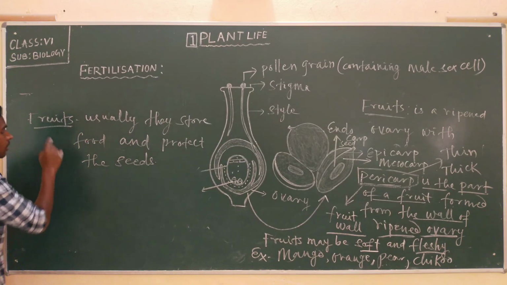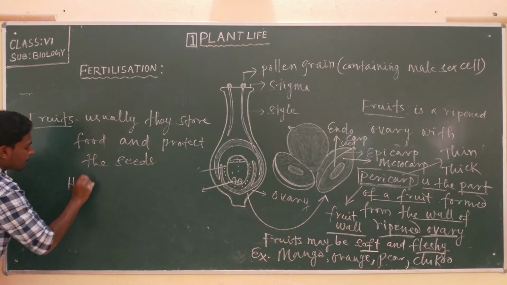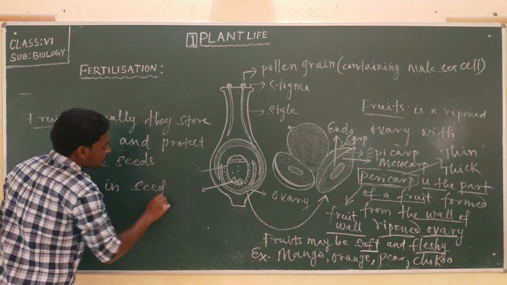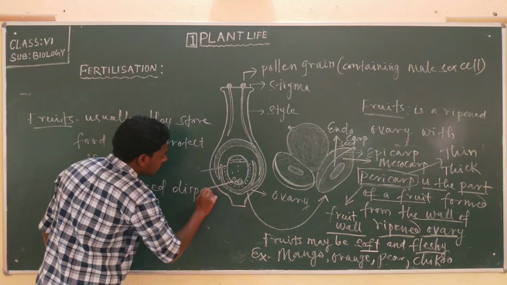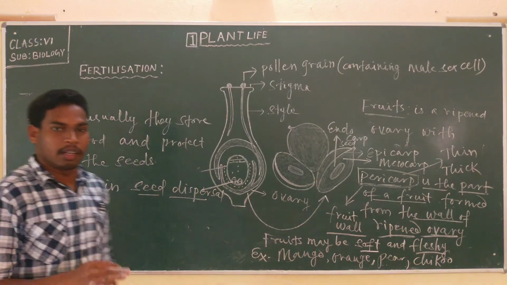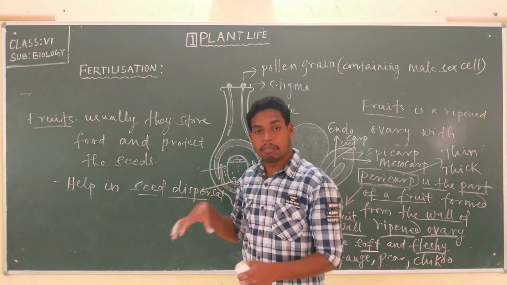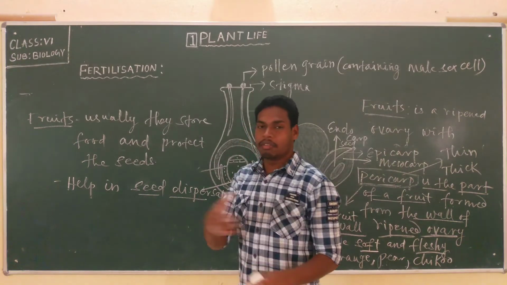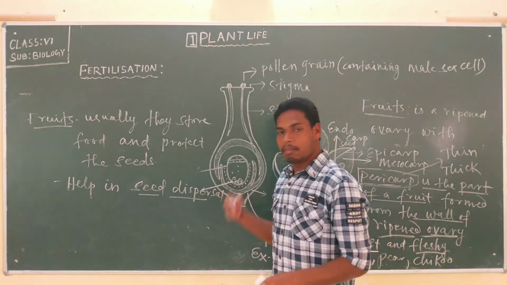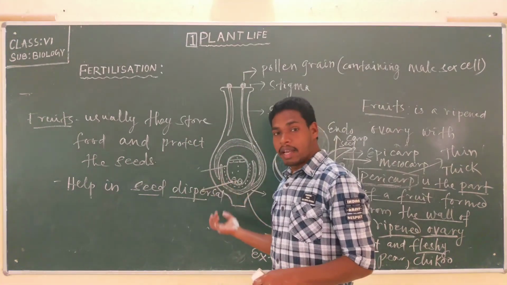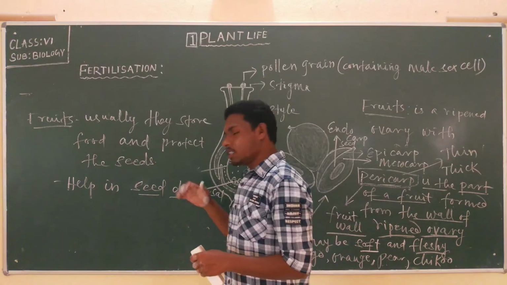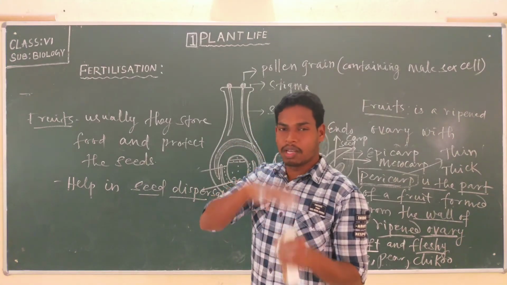Not only that, these fruits also help in seed dispersal. So what is seed dispersal? Seed dispersal is the transfer of seed from one place to another place. It may be through different animals, for example birds eating the fruits and carrying the seeds from one place to another. They help in seed dispersal.